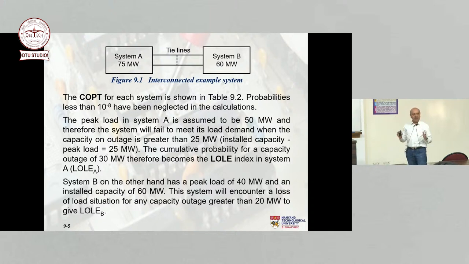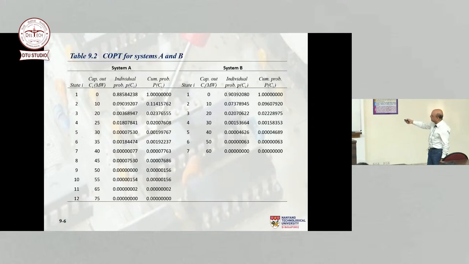Capacity on outage may or may not result in loss of load. But if it is more than 25 megawatt, there is definitely a loss of load, correct? So the cumulative probability for a capacity outage of 30 megawatt therefore becomes the LOLE. So what is the risk in system A? The risk in system A is whenever I cannot supply more than 25 megawatt load, right?